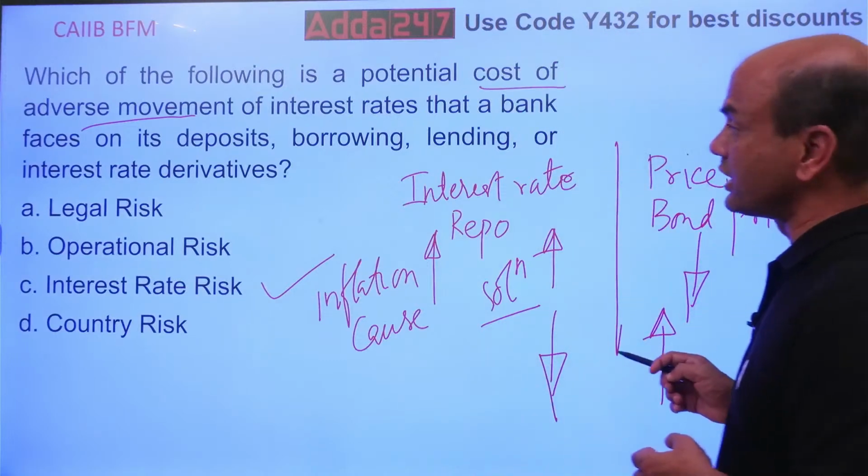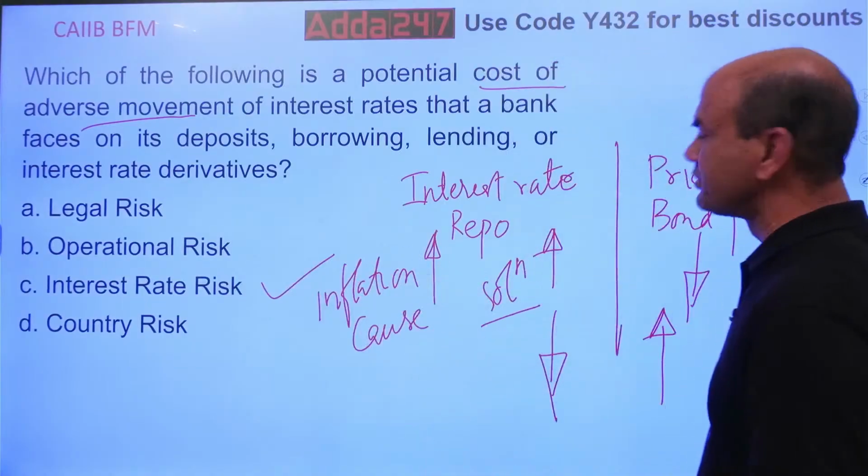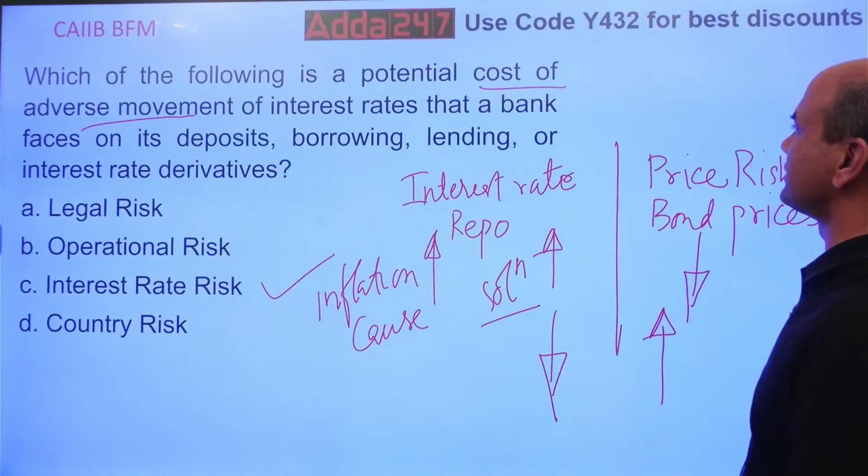Next. So you got the answer. The answer was interest rate risk. Clear everyone? Move on. Type yes in the comment section.